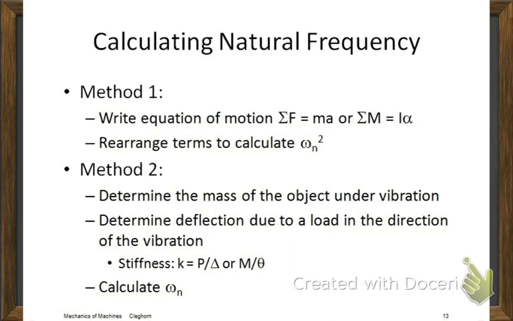And the second method, the other example I'll show you, is just assuming that you know the mass of the system and that you can find the stiffness of the system due to some type of load. We can calculate how the deflection will occur. We can find the stiffness by taking the load and dividing it by the displacement that it causes. Or we could take a moment and divide it by the angle of twist that it causes. And then we can use that to directly calculate the natural frequency. So those are the two examples I'll show you.